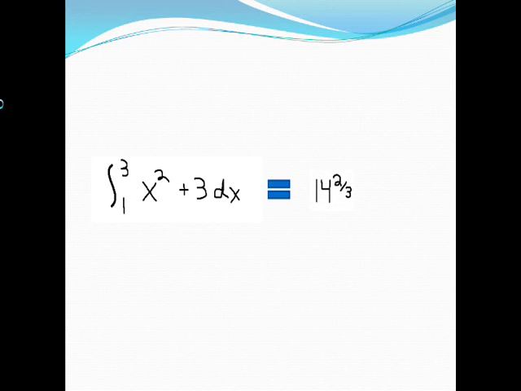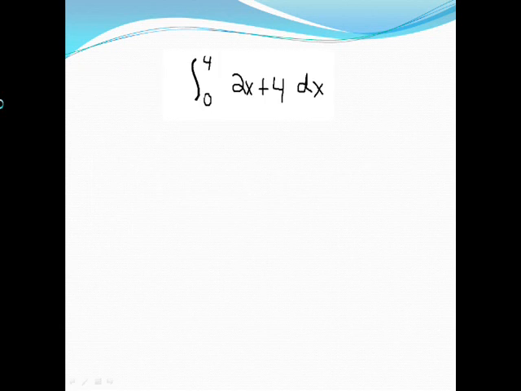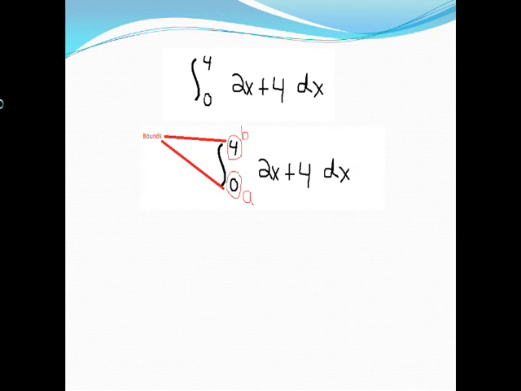Pretty basic stuff. We'll do another one to get down the format of the problem. Alright, so problem 2. Your bounds being 4 and 0, 2x plus 4 dx. So recognize your bounds, just like the other one. B equals 4, a equals 0. And then you're going to take the antiderivative of 2x plus 4. So you add 1 instead of subtract, set that equal to n. And then instead of multiplying by n, you divide by n, plus 4x.